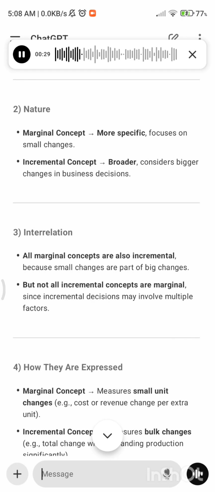Nature. Marginal concept is more specific and focuses on small changes. Incremental concept is broader and considers bigger changes in business decisions. 3. Interrelation. All marginal concepts are also incremental, because small changes are part of big changes. But not all incremental concepts are marginal, since incremental decisions may involve multiple factors.